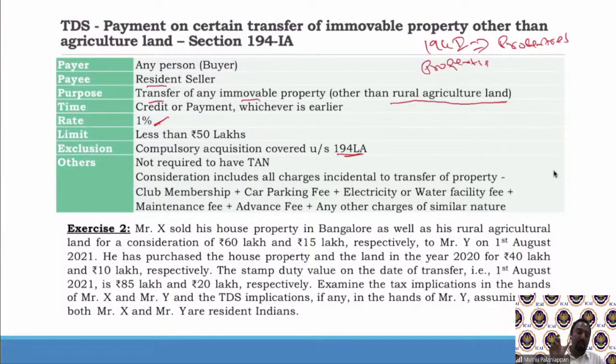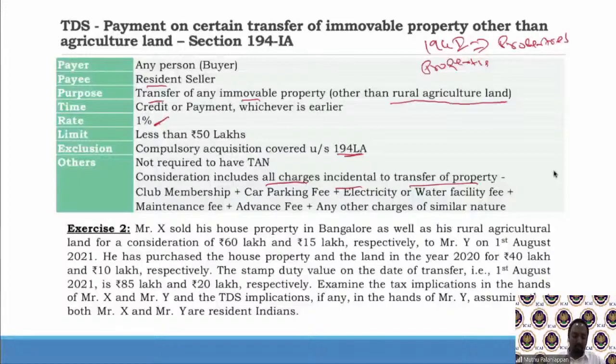The second thing is, when you say consideration not more than 50 lakhs, what is consideration? Consideration includes all charges incidental to transfer of property. Let's take apartments. In apartments, you have a club facility, covered car parking, and full-time electricity. Any fee paid for the incidental benefits you get is also included. So consideration is not only the value of land and building, it also includes the club membership, car parking charges, electricity and water charges, or any fee paid in any manner for buying that apartment.